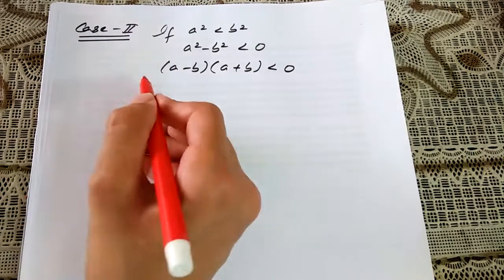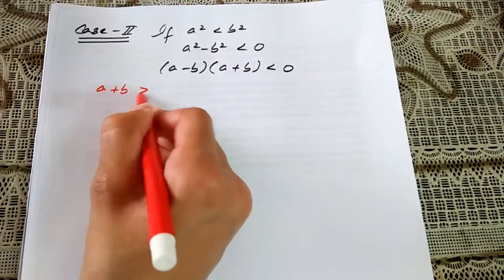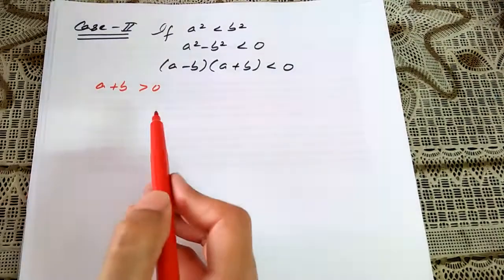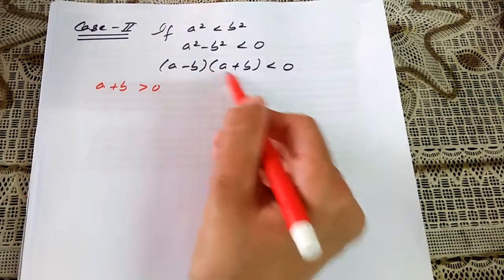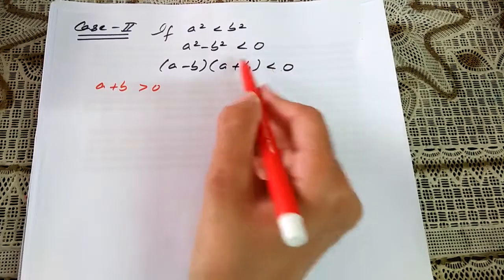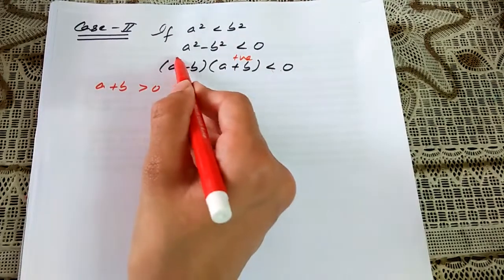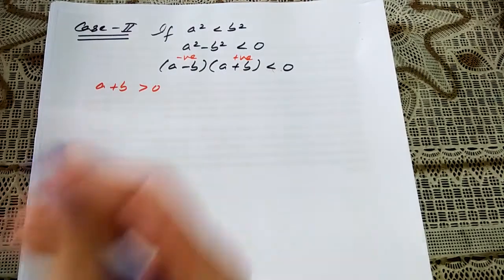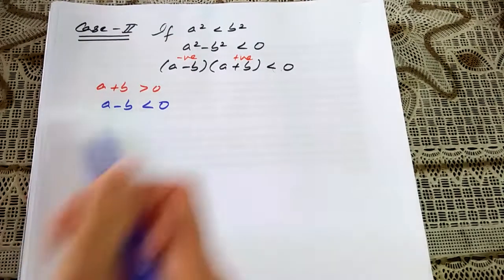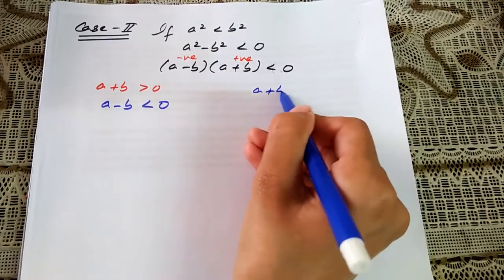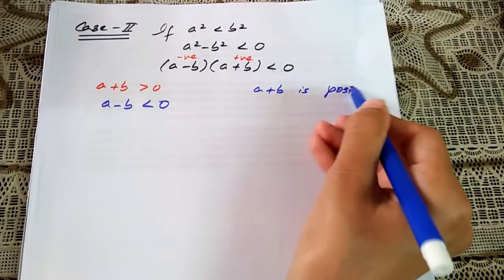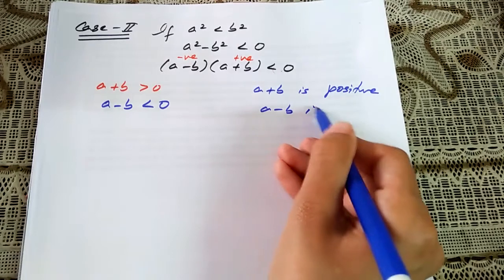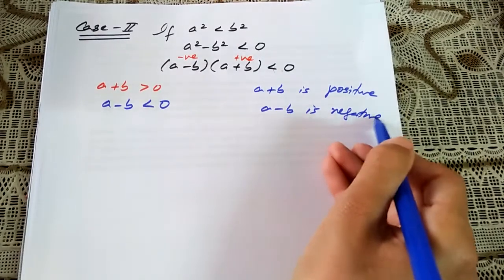We have assumed in the start that a plus b is greater than 0. Assume that a plus b is positive. We have assumed it in the start. And the product is negative. This means this is positive, so it means this will be the negative one. So a plus b is greater than 0 and a minus b is less than 0. Means a plus b is positive, that we assumed in the start, and a minus b is negative.